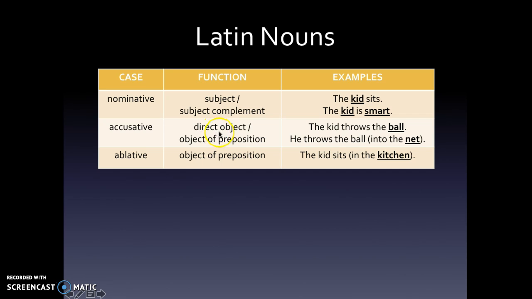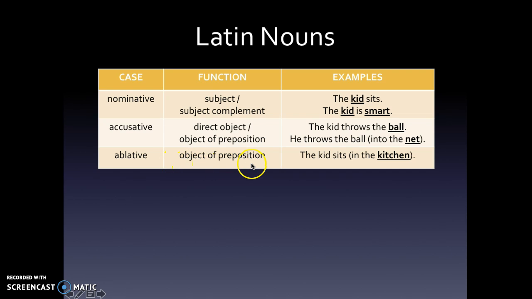You can think of linking verbs as equal signs. Accusatives. Accusatives can either be a direct object or object of a preposition. For example, the kid throws the ball. We know that the ball in English is the direct object because it's directly receiving the action of the verb throws. It also comes after the verb. He throws the ball into the net. Net here is the object of a preposition because into is a preposition.